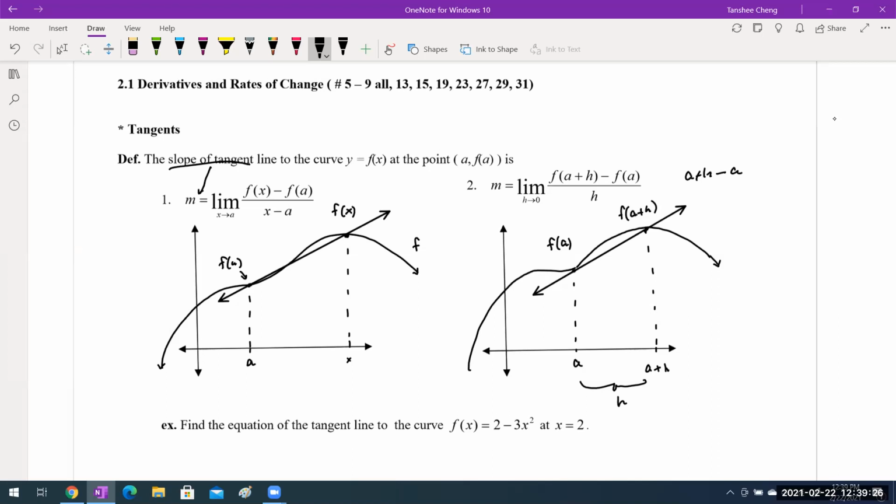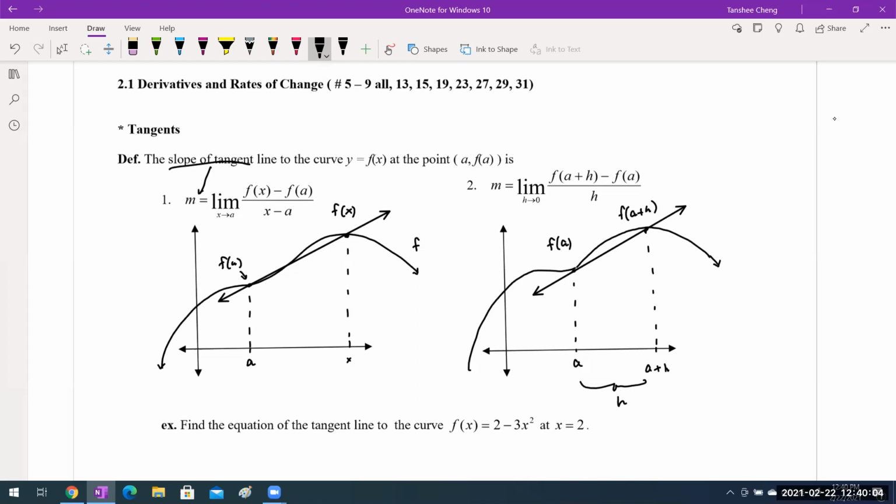So another way of saying it is, instead of using x, we're using h as a distance from A to the point. And as this distance h gets smaller and smaller, A plus h tends to go to A. That means the value of h becomes 0, very, very close to 0. So that's why we say we will use the limit as h approaches 0. This is another format of finding the slope of the tangent line. On the test or on homework, it doesn't matter which format you want to use, it's perfectly fine.